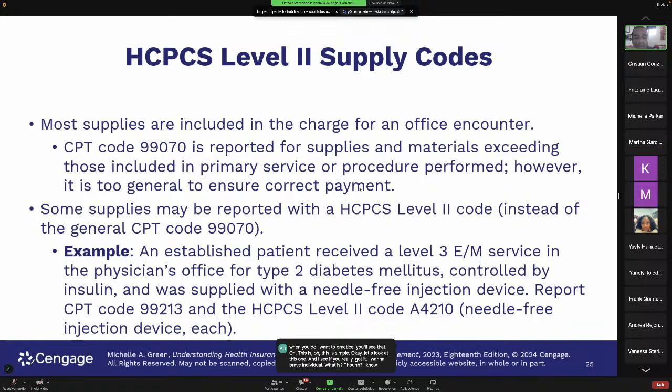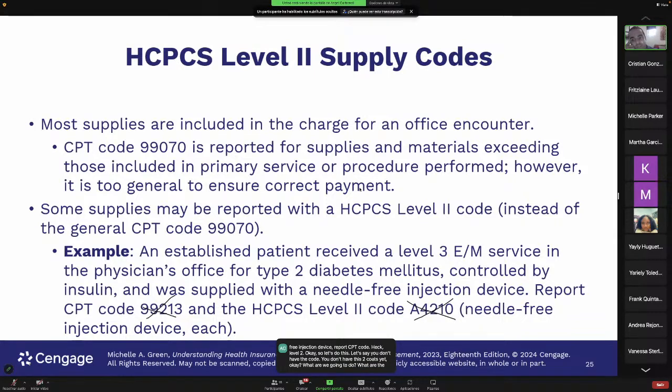Oh, yes, it is. Okay, let's look at the example. It says, an established patient received a level 3 E&M service in the physician's office, type 2 diabetes, controlled by insulin, was supplied with a needle-free injection device, report CPT code, HCPCS level 2. Okay, so let's do this. Let's say you don't have the codes. You don't have these two codes yet, okay? What are we going to do?